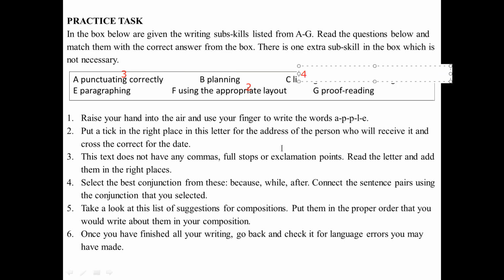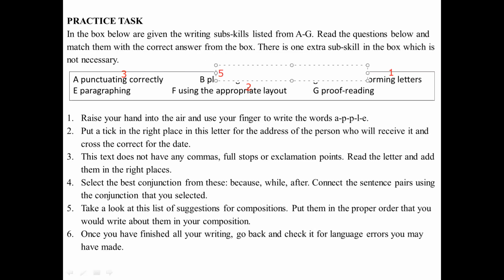Can you hear me? Yes, please. Yes, Ilham. Take a look at this list of suggestions for compositions. Put them in the proper order that you would write about them in your composition. I think planning, I'm not sure. So here there is a confusion, planning and paragraphing. So let's repeat again. Take a look at this list of suggestions for compositions. Put them in the proper order that you would write about them in your composition. So I agree, it's planning. Number 5, you organize. Great.